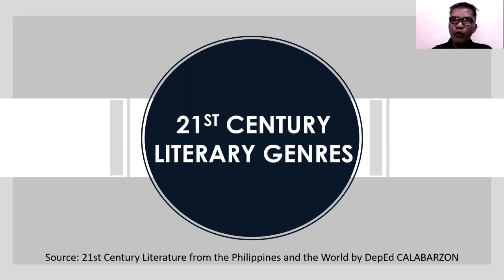Before, the traditional literary genres are poetry, of course, then we have drama or play, fiction, and creative nonfiction. Under poetry, we have narrative poetry and lyric poetry. Under drama, we have the street play, secular play, especially during the Spanish period, or religious play. Under fiction, we have the novel. What else? We have short stories. Traditionally, we have fable, legend. What else? Epic. And under creative nonfiction, we have essay, biography, autobiography, and sometimes literary journalism.